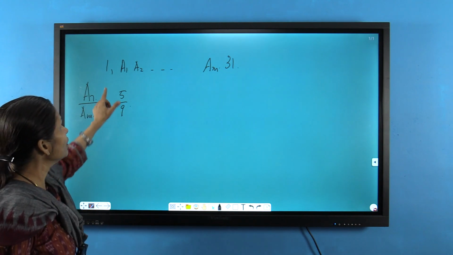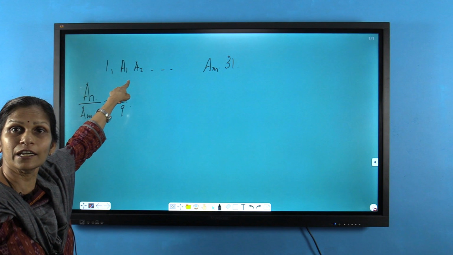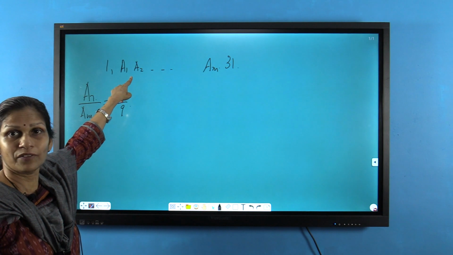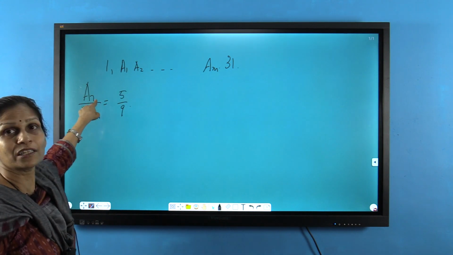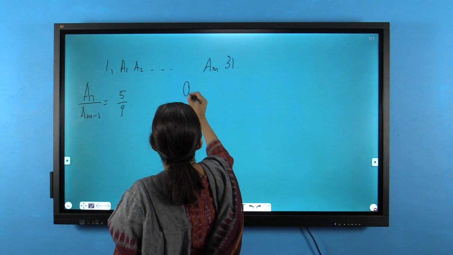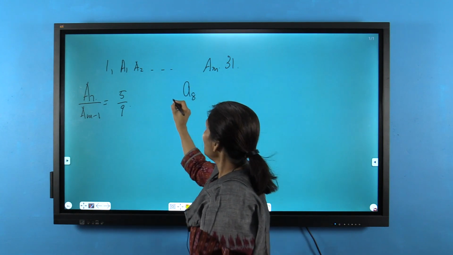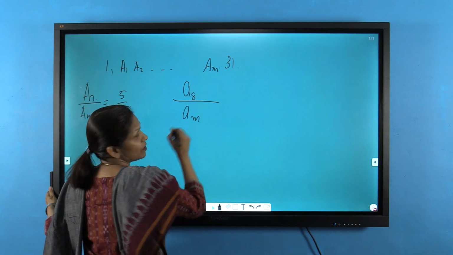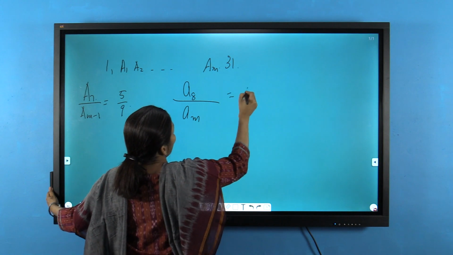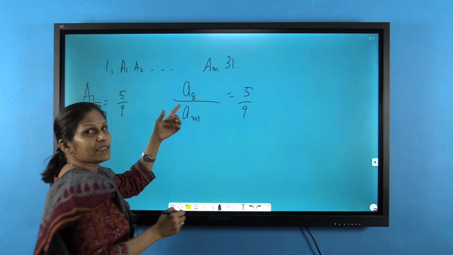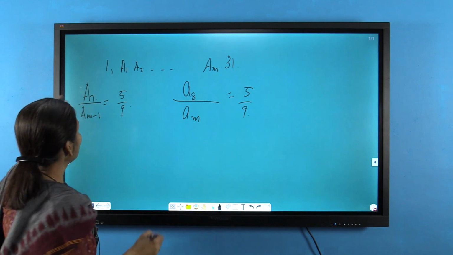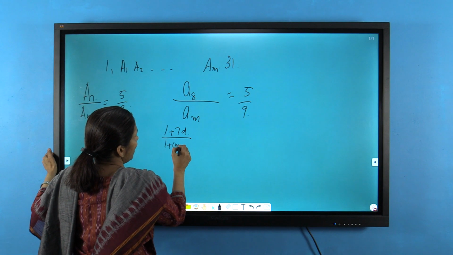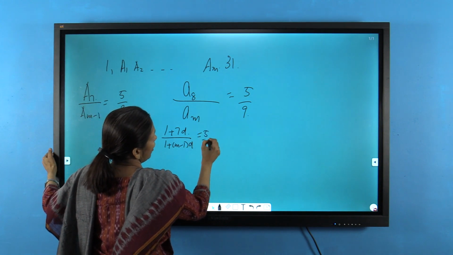Okay. Now, look at this. The first term inserted is the second term of the AP. Second term inserted is the third term of the AP and so on. So, 7th term inserted, isn't that the 8th term of the AP? Divided by what? The M minus 1th term inserted is the mth term of the AP. That is 5/9. What is the 8th term? It is a plus 7d. So, it is 1 plus 7d divided by 1 plus m minus 1 into d is 5/9.